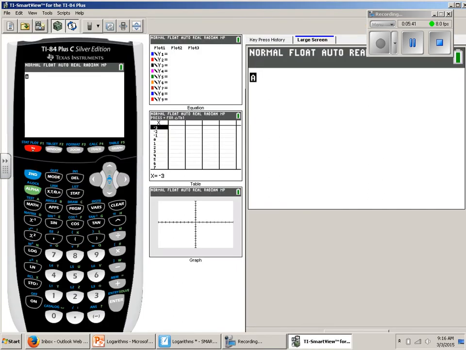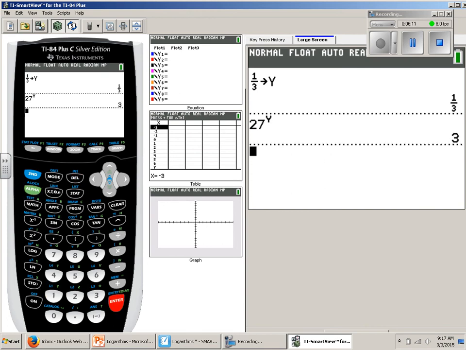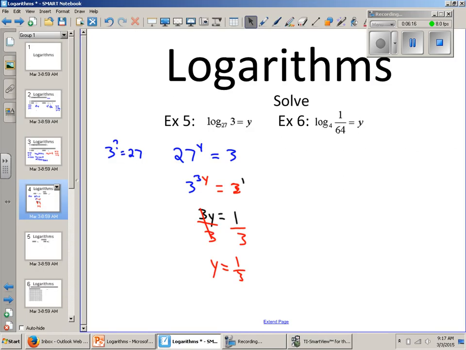So I'm going to store 1/3 for y. And then I'm going to do 27 to the y power. And it equals 3, so I got it correct. So I have a true statement.